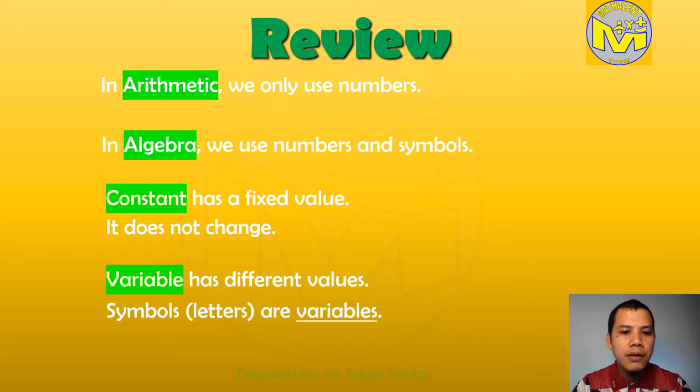Another word, variable. A variable has different values. It means it can be any number or any value. Next, symbols are variables. Like what? The letters. Usually we use letters to represent variables. In other higher math, we use other symbols like alpha, omega, summation, and those are variables in algebra. Good.